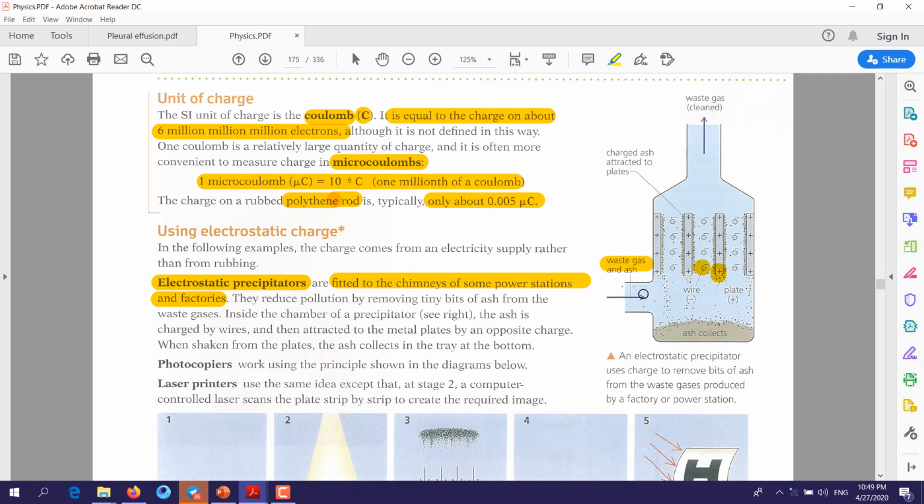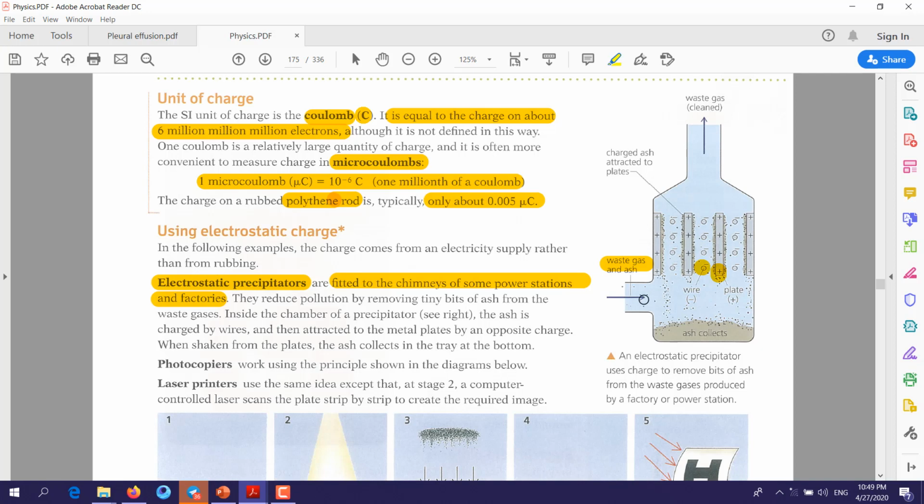Now, when this air or this ash passes between these wires, what will happen? This ash will be charged. Because it is charged, it will be attracted by these wires. And then, as you can see, all of this ash sticks to the wires when it is attracted.